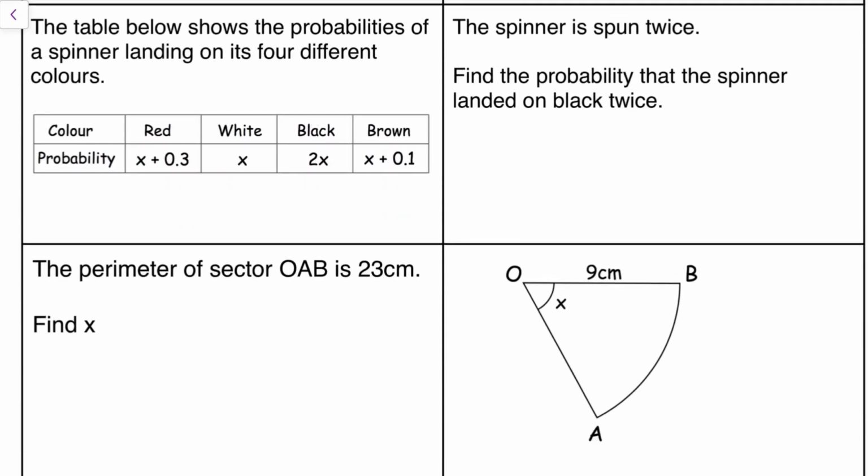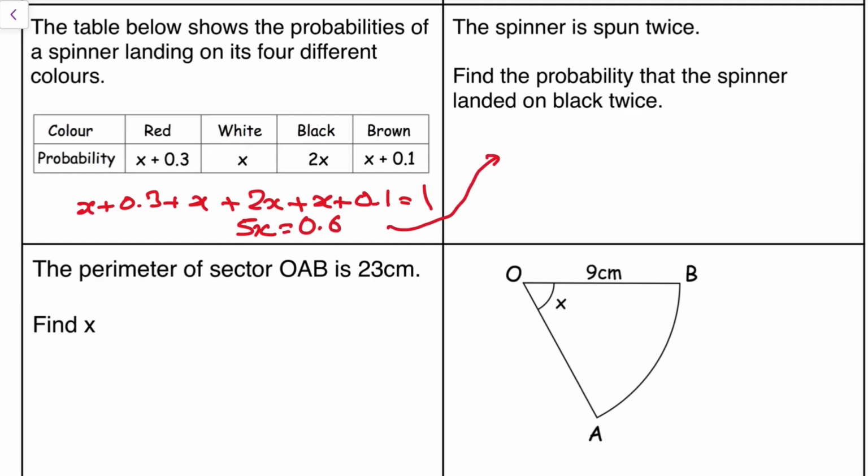Next question. The table below shows the probabilities of a spinner landing on 4 different colours. The spinner is spun twice. Find the probability that the spinner lands on black twice. Okay. So I need to remember that x plus 0.3 plus x plus 2x plus x plus 0.1 is equal to 1. x plus 2x plus x is 5x. And 0.3 plus 0.1 is 0.4, so 5x equals 0.6, which finally means that x is equal to 0.6 over 5 or 0.12.